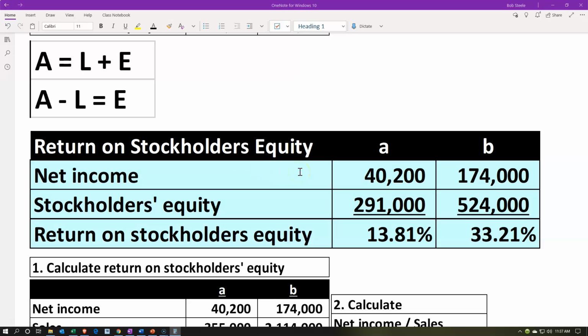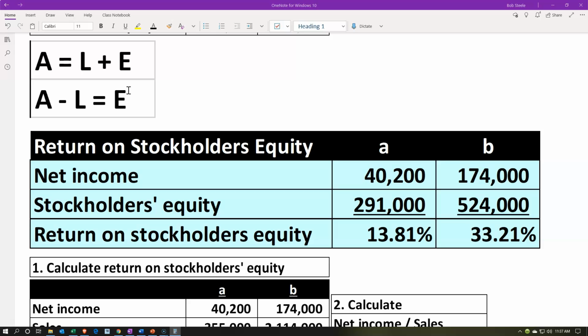Now we're comparing here. You'll note the net income is much lower for A than B, but we want to compare that net income to the equity. When you think about the accounting equation, remember that assets equal liabilities plus equity. So we're comparing equity, which is kind of like the book value, which you can also write as assets minus liabilities equals equity. So you're taking the book value and looking at the bottom line of the income statement as compared to it.